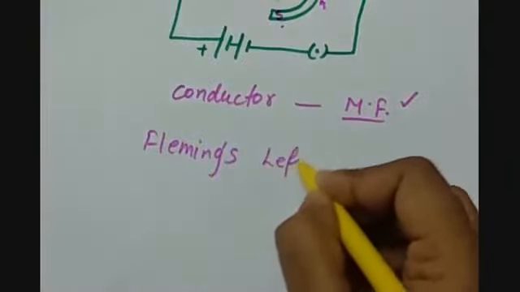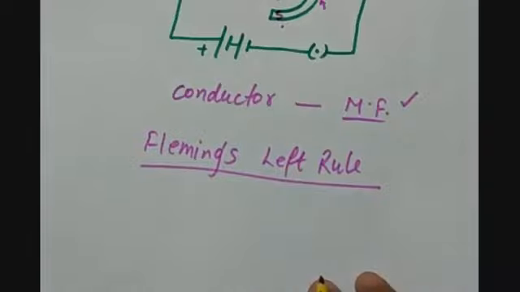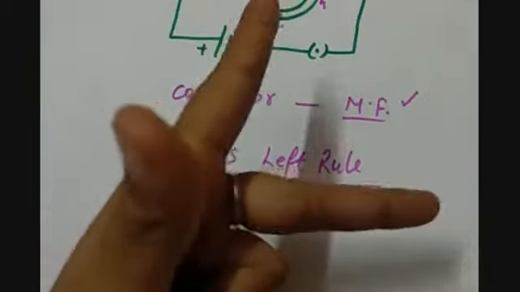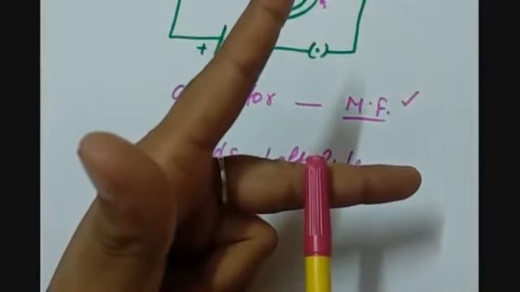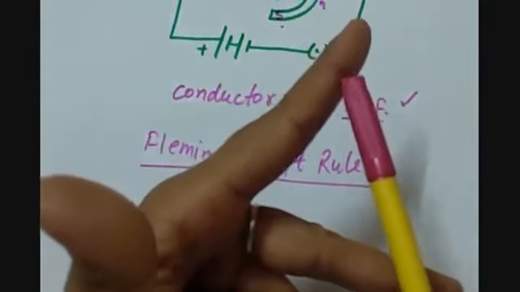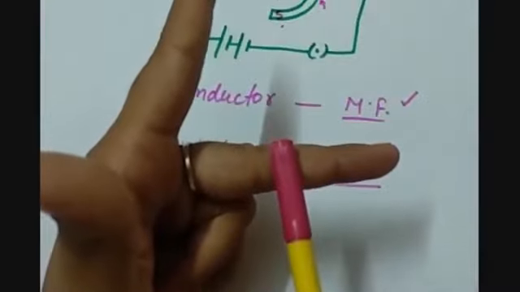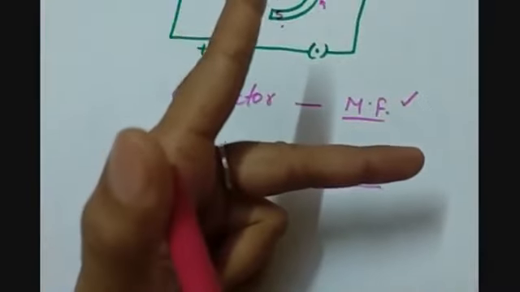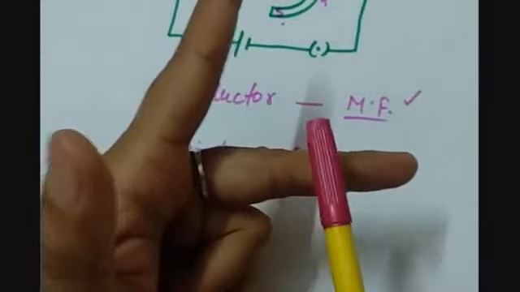left hand rule, which states that when we stretch our left hand, thumb, first finger, central finger in such a way that the first finger is indicating the direction of the magnetic field, the central finger is giving the direction of the current, then the thumb will give the direction of the force acting on the conductor.